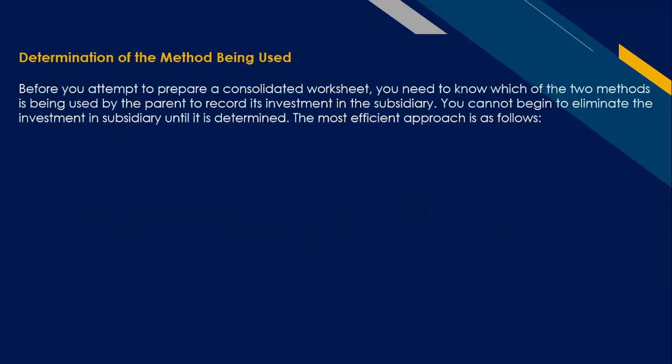Determination of the method being used. Before you attempt to prepare a consolidated worksheet, you need to know which of the two methods is being used by the parent to record its investment. You cannot begin to eliminate the investment in subsidiary until it is determined.